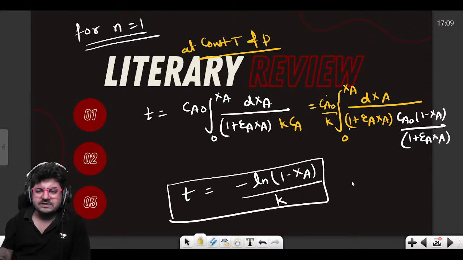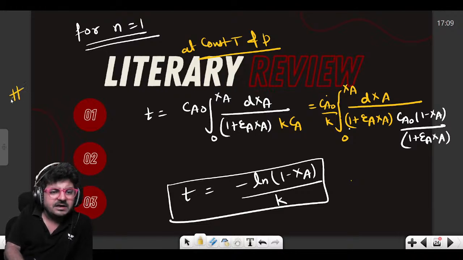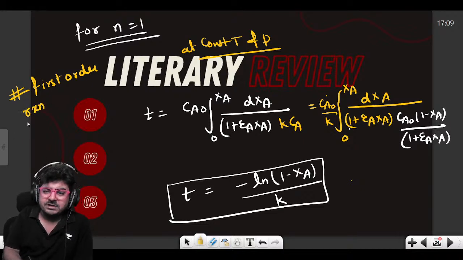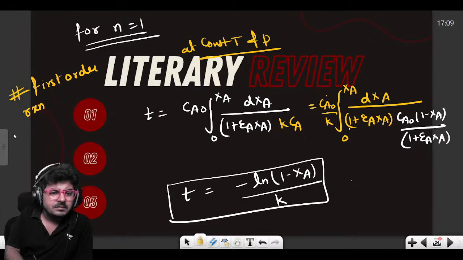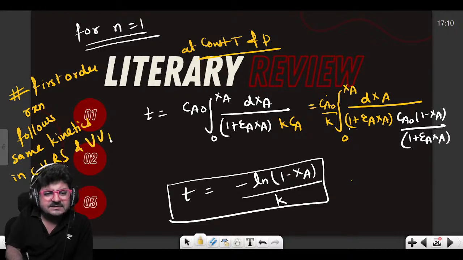तो अगर आप यहाँ देखो तो this is the kinetic equation similar as CVRS. ठीक है, CVRS में भी यही थी, VVRS में भी यही है. तो ये इन जनरल आप लिख सकते हो फर्स्ट ऑर्डर रिएक्शन since it has same kinetic equation in terms of conversion for CVRS as well as VVRS. So in general you can write for first order reaction, first order reaction follows same kinetics in CVRS as well as VVRS.